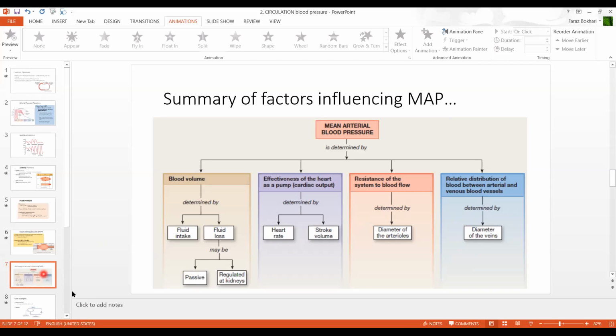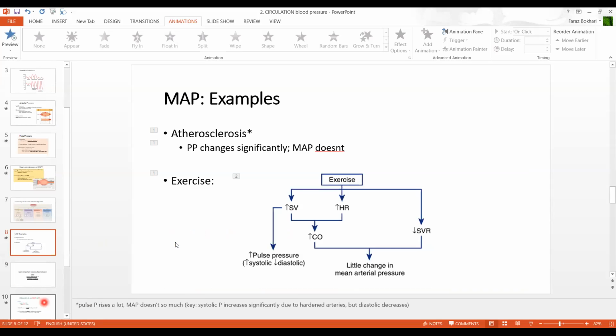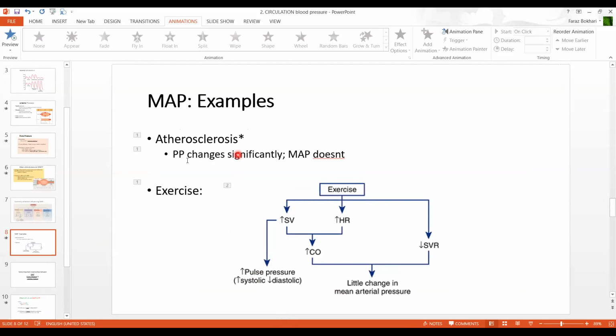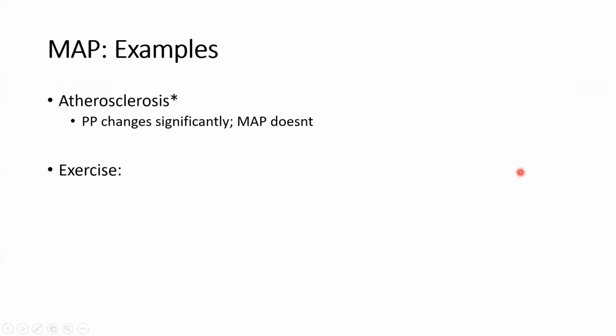Right. We go on to this, a summary of factors influencing mean arterial pressure. Now, some examples of what happens to mean arterial pressure in various situations. There are two situations here. Atherosclerosis, we've talked about it already, okay? And exercise, okay? Let me just cover this because I don't want you to see the whole thing, that distracts you. So let's just focus now on atherosclerosis.